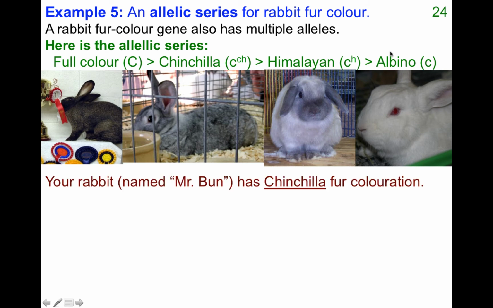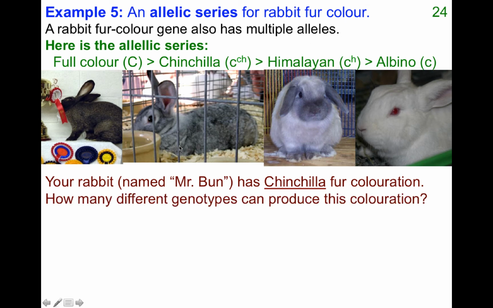So here's a question for you guys. Let's say that you have a rabbit named Mr. Bun, which has chinchilla fur coloration, so it looks like this. How many different genotypes can produce this coloration? If you list all the possible genotypes that Mr. Bun can have, how many different genotypes could you have? Pause the video and think about it.